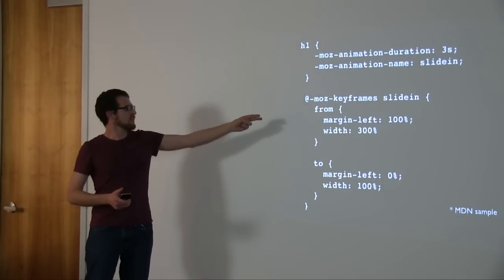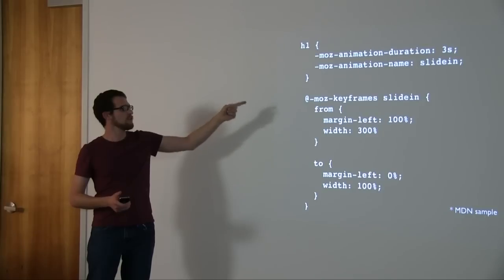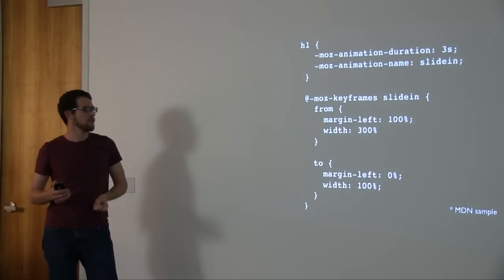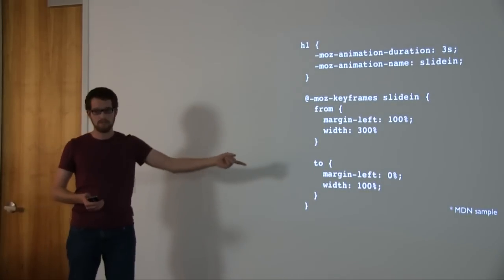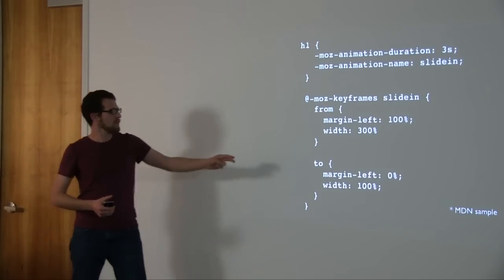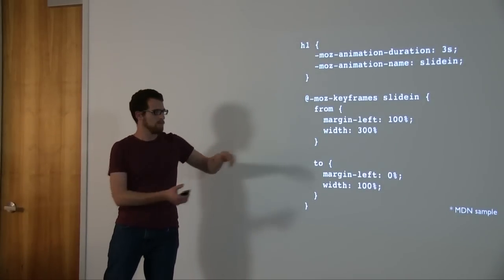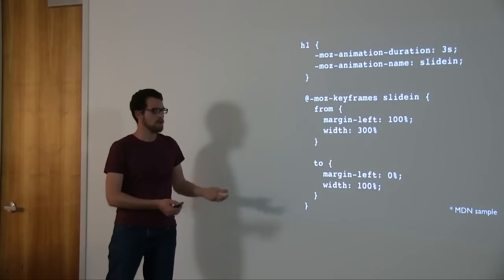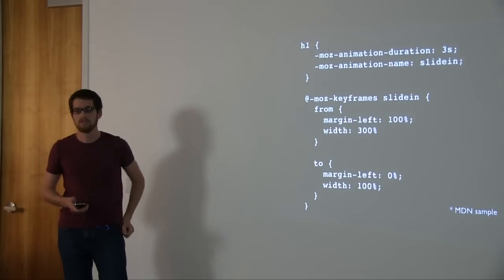For example, this one is an animation called slide in. It just animates the margin left from 100% to 0%. Now what's not shown here is all the indeterminate amount of middle points. You can have 0 or you could have hundreds. It really depends on what you need.